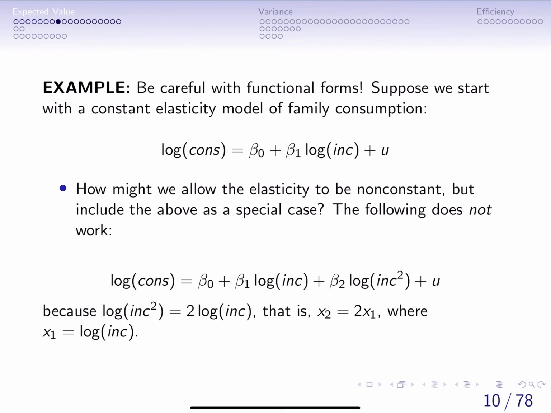Another thing you want to be careful about is functional forms. Okay, so this is tricky. Sometimes you might want a model which is measuring elasticity, which is measured in a log-log model, right? So there's this coefficient beta 1, which is saying log of consumption is equal to beta naught plus beta 1 log of income, right? So here you're measuring elasticity. And if you wanted elasticity to be non-constant, one way you could think about is to introduce some sort of non-linearity.